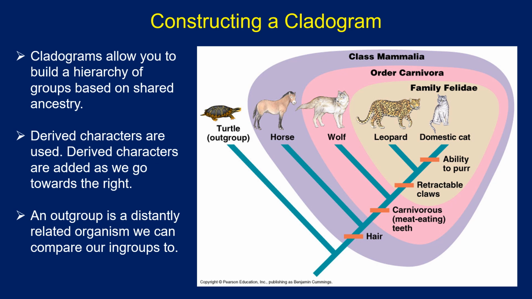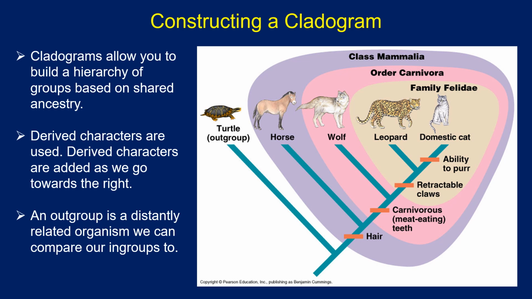So that is a defining feature for all mammals. We go up a little further, we see that we have carnivorous meat-eating teeth. We didn't see that in the horse. They branched off before that developed in this lineage, but that is a character of all of the carnivores. And then retractable claws, that's something that just defines the cats. We don't see that in the wolf.